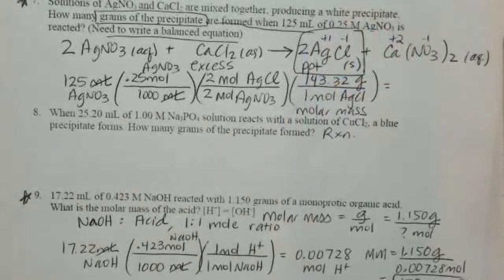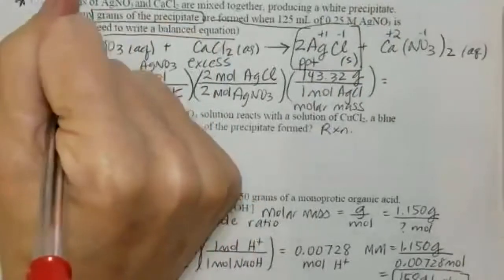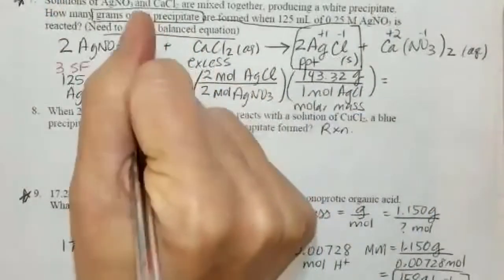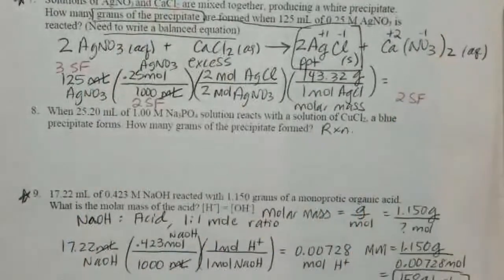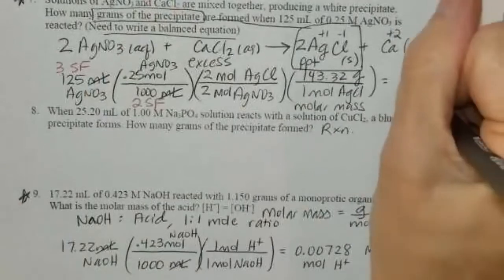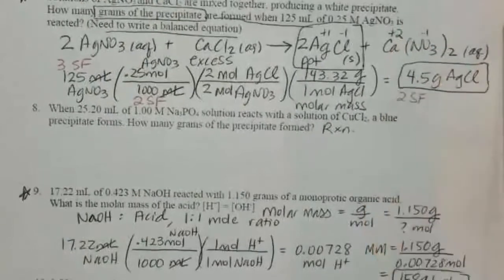So what I'm going to do is take my 125 times 0.25, divide by 1,000, times 2 divided by 2 cancels out, and then times 143.32. And again, when I check my significant figures, my starting volume had 3 sig figs, but my molarity only had 2 sig figs. So my answer here can only be 2 significant figures because of the molarity. So it'll be 4.5 grams of the silver chloride. All right, that'll be the mass of precipitate formed, assuming 100% yield, right? We talked about percent yield before.